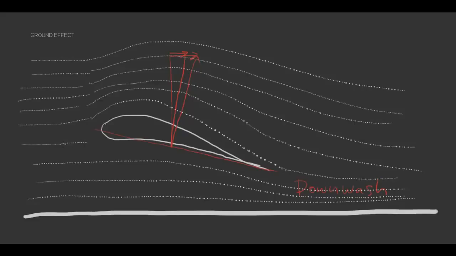Another way to think about this that isn't as accurate as describing the induced drag and the downwash and all this is simply thinking of the wing coming close to the ground and forcing a high pressure area below the wing, kind of like a cushion. So it's forcing this air into one confined area, which produces more lift. Again, it's not accurate, but it's kind of nice to think about it that way.